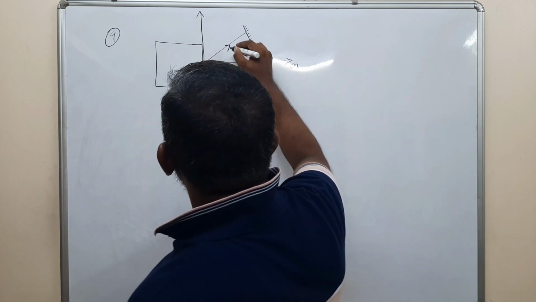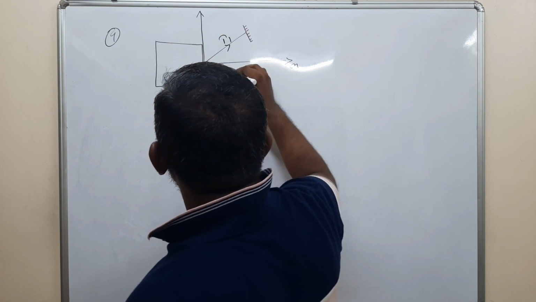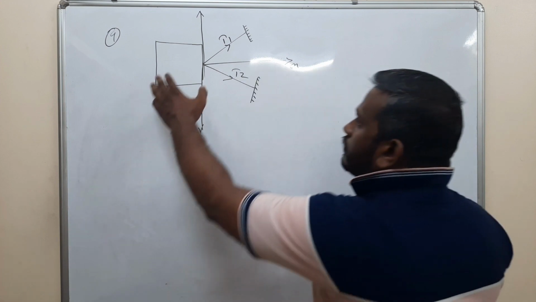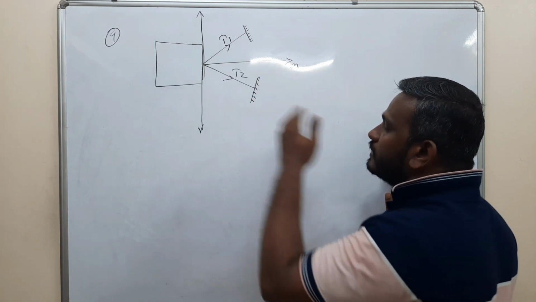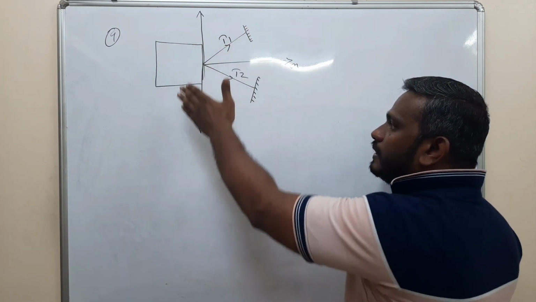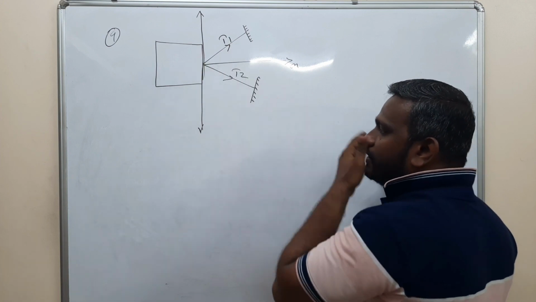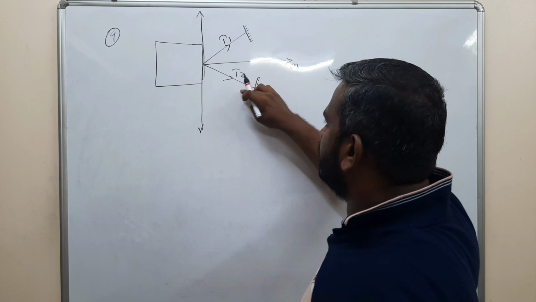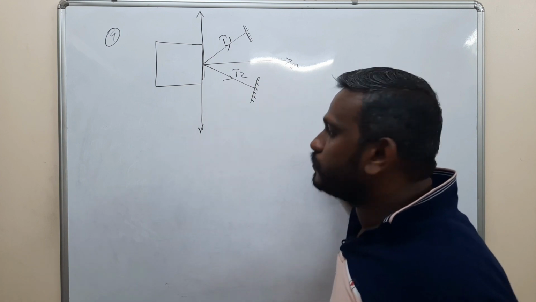So this is T1 and this is T2. So this is a block. It is tied with the string T1 and tied with another string T2. So it has the tension T1 and this has the tension T2.